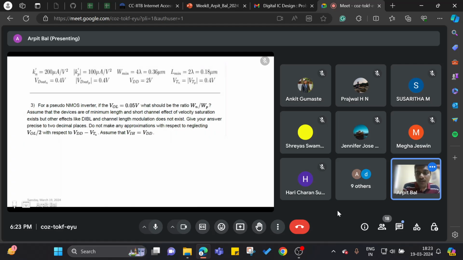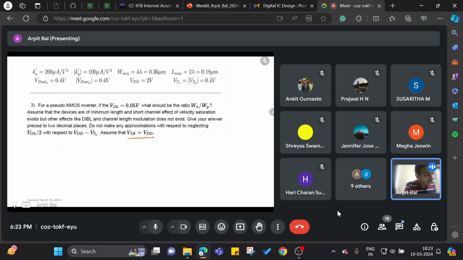For a pseudo-NMOS inverter, if the VOL is equal to 0.05, what should be the ratio WN by WP? Assume that devices are of minimum length and the short channel effect of velocity saturation exists, but other effects like DIBL and channel length modulation don't exist. Give your answer precise to 2 decimal places. Do not make any approximation with respect to neglecting VOL by 2. And assume VIH is equal to VDD.